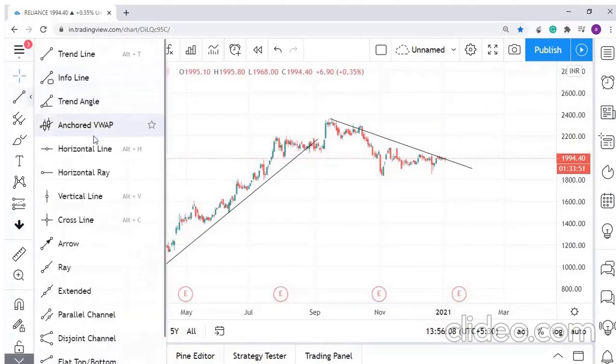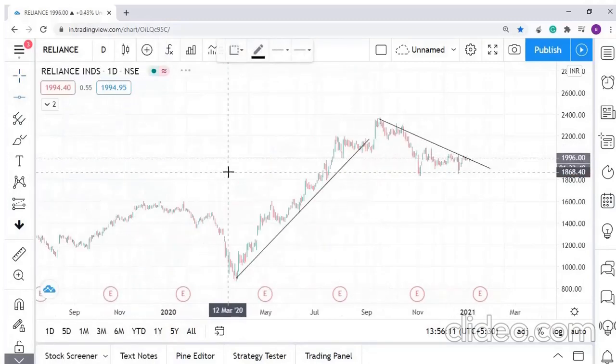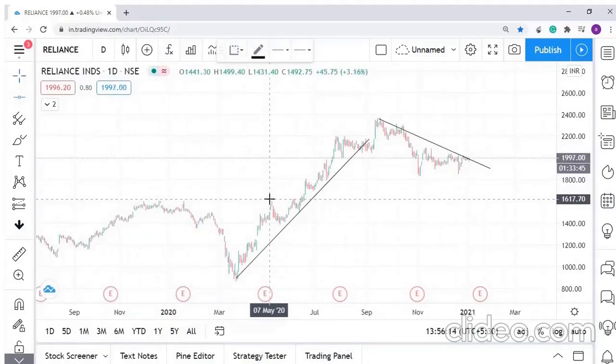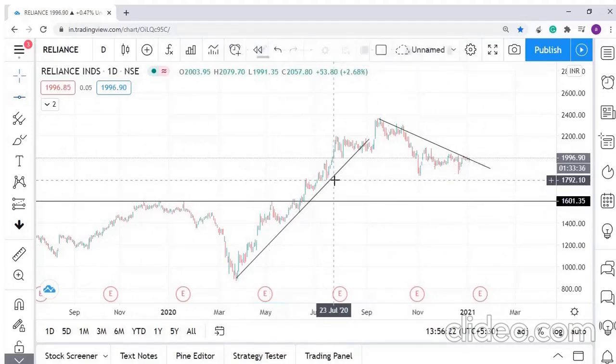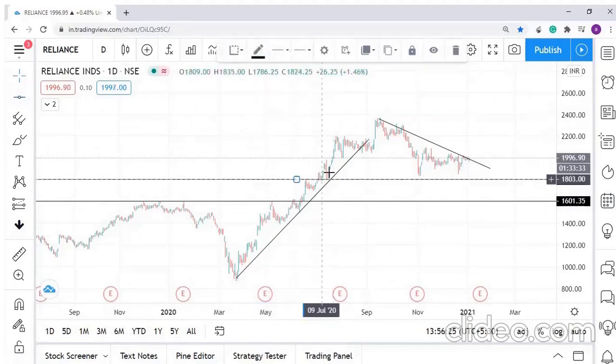Another tool we are going to see is the horizontal line. A horizontal line is used to mark some pretty important levels which are repetitive. You just go to the level and left click, and a horizontal line appears. I marked two levels, which are 1600 and 1800. I'll delete this 1600 by clicking here.